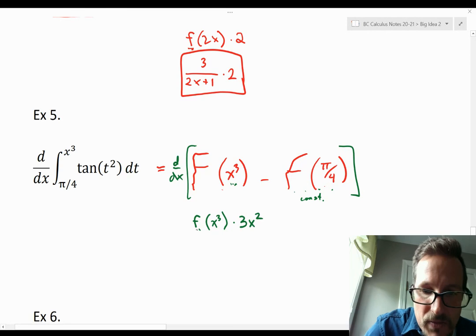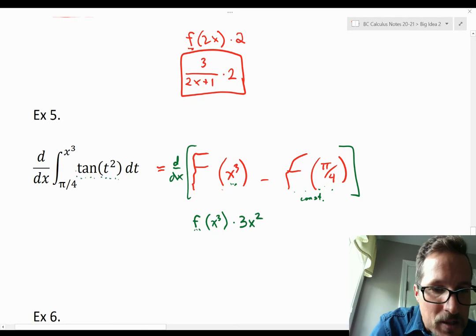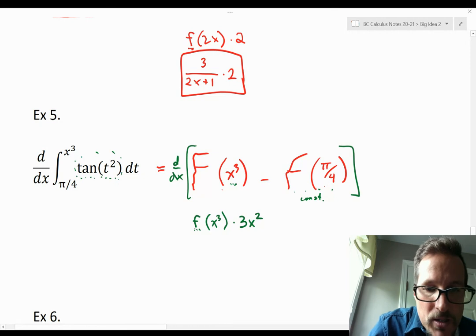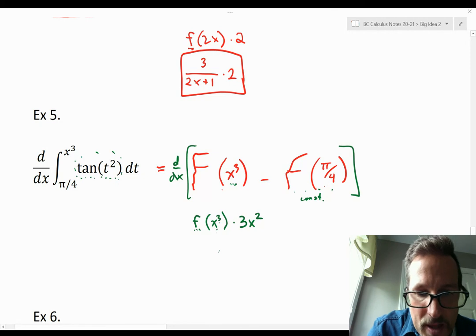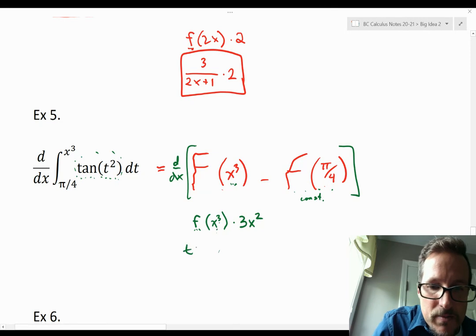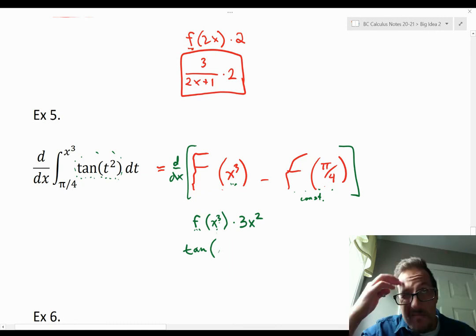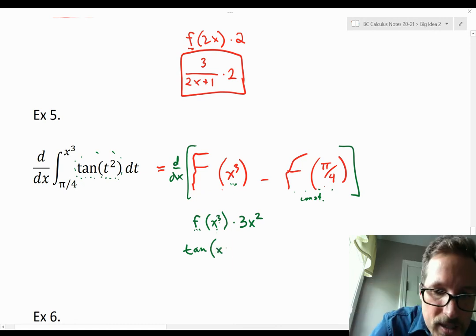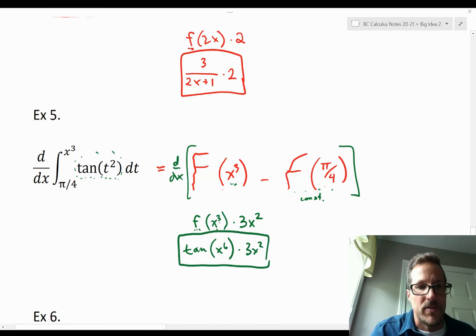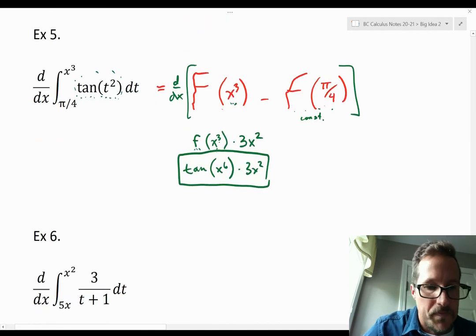So just to finish it off, what's the little f I was using? Yep, the little f is that function right there. So that will be that function with x cubed subbed in. Tangent of x cubed squared, x to the 6th, times 3x squared. There is my derivative of that integral expression.